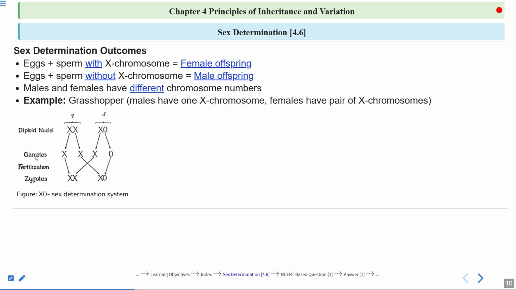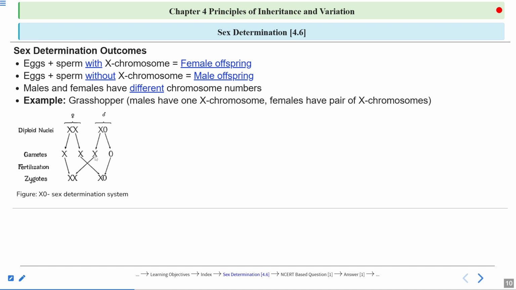Then it will form the gametes. The gametes are haploid, they are produced by meiosis. So in the case of female, only one type of gamete will be produced. All the eggs will contain X chromosome only. So this is female homogamety, means females are producing only one type of egg here. This is homogamety. So females are homogametic. Males are producing two kinds of sperms.